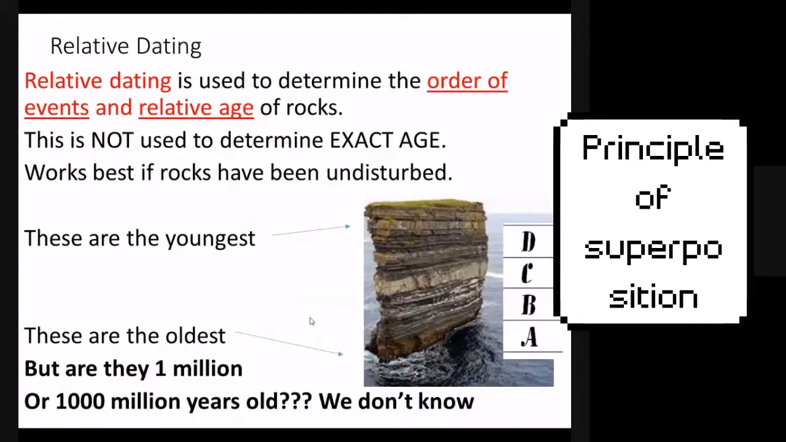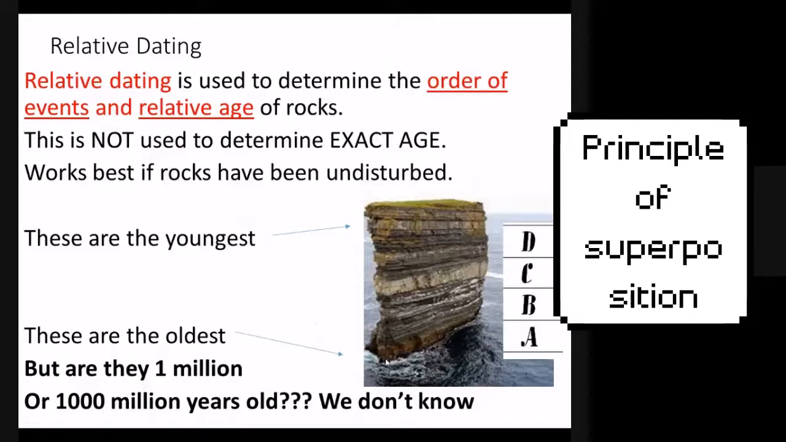Now, relative dating tells us the order of events. What happened first, what happened second, what happened third, what happened fourth. It does not give us a number for how old a rock is. That's absolute dating, radiometric dating. That will tell us the exact age of a rock, but relative dating will not.